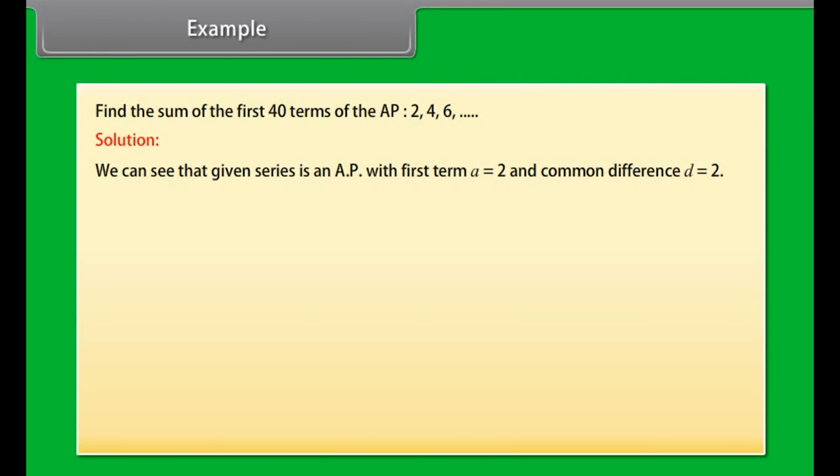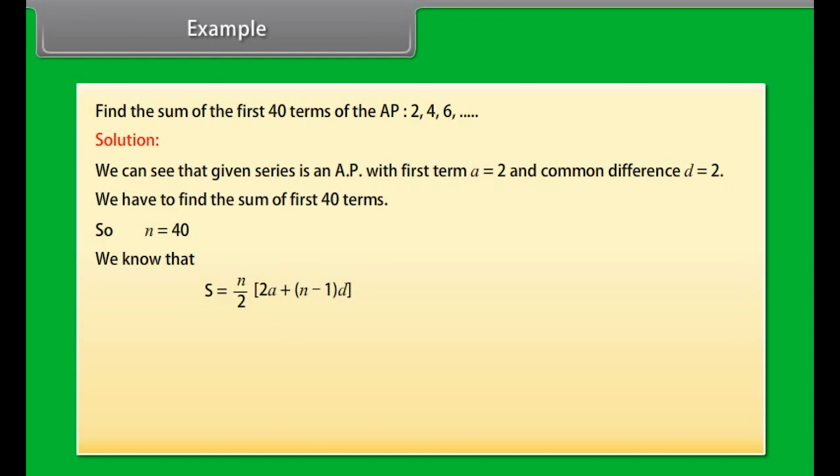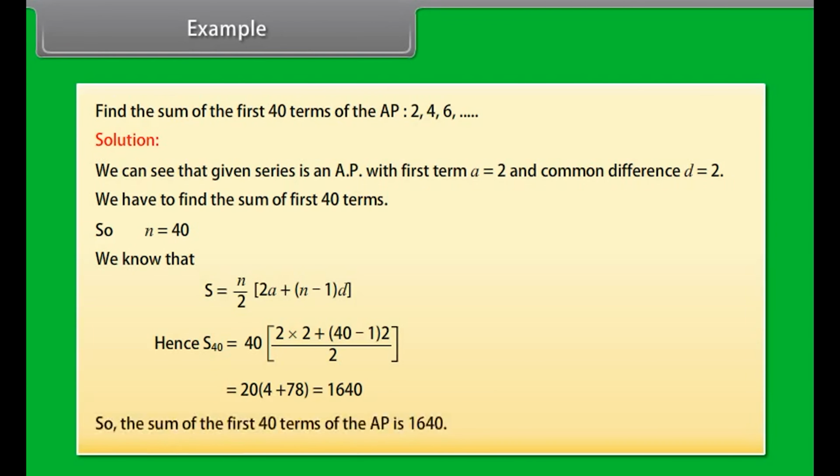Example. Find the sum of the first 40 terms of the AP, 2, 4, 6, and so on. We can see that the given series is an AP with first term A equal to 2 and common difference D as 2. We have to find the sum of first 40 terms. So, n is equal to 40. We know that S is equal to n upon 2 into 2A plus n minus 1 into D. Hence, S40 is equal to 40 upon 2 into 2 into 2 plus 40 minus 1 into 2, which is equal to 1640. So the sum of the first 40 terms of the AP is 1640.